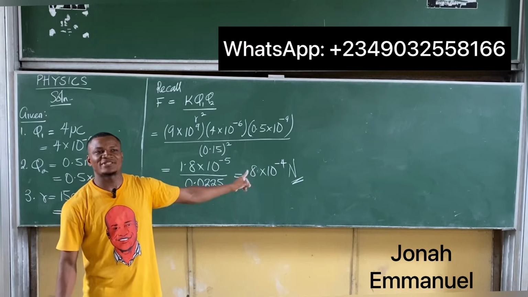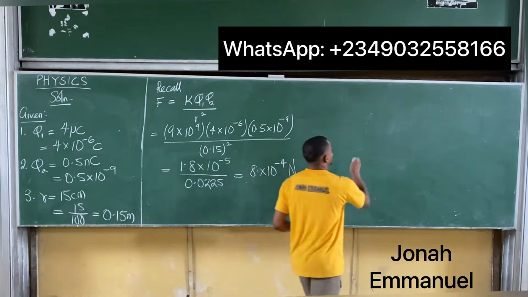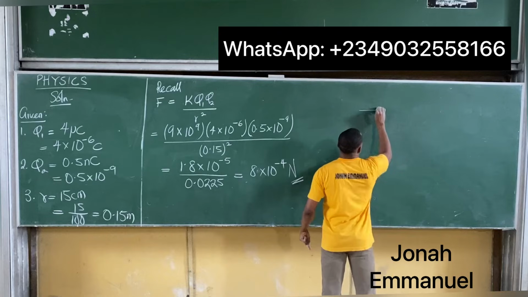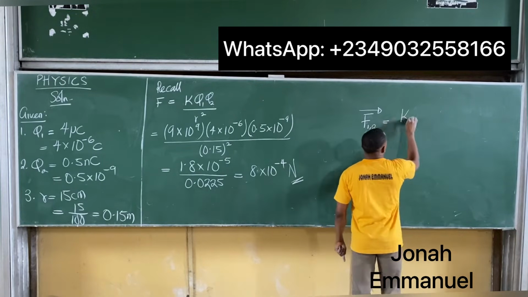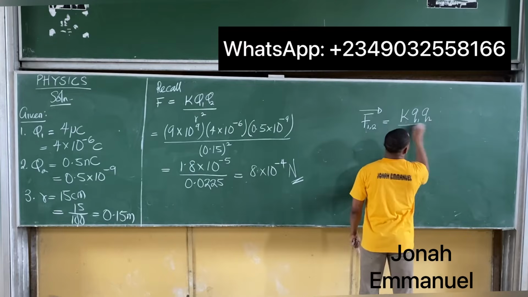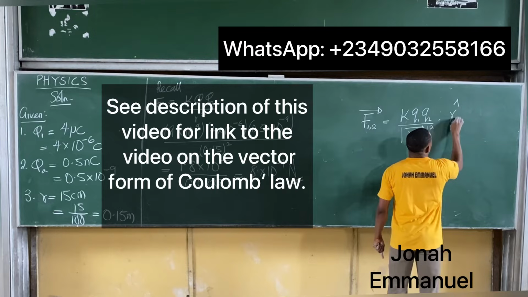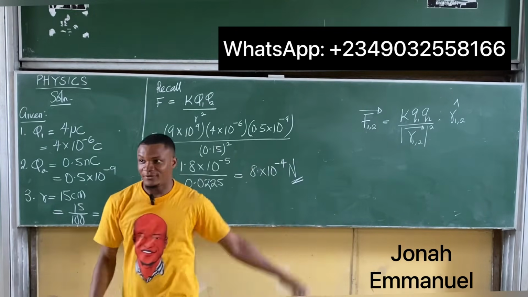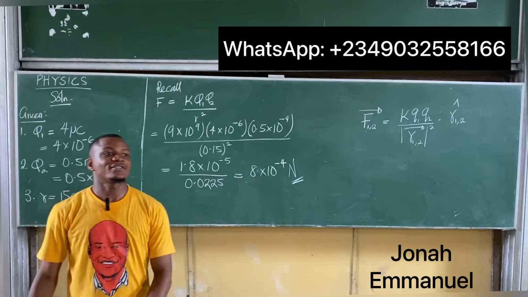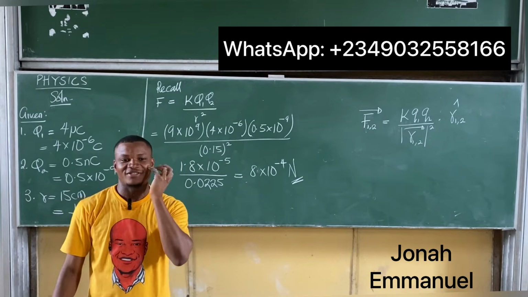This is in engineering. We've gone far for this. For engineering, you expect this in what is called the vector form. It's no longer just F, but it becomes F12 is equal to K, Q1, Q2 all over R12 all squared, times the unit vector of R12. Very interesting stuff like this. It's called the vector form. You need to watch it.